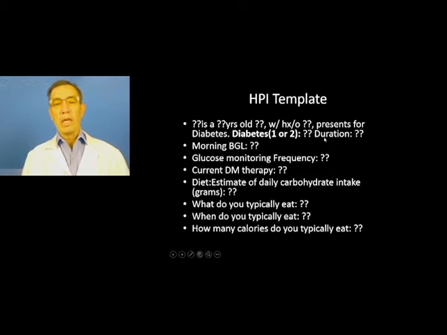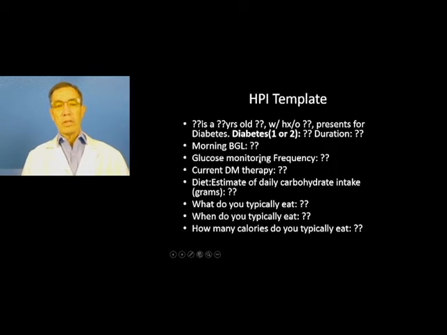Remember, type 1 is where they don't make insulin. Type 2 is where they make too much insulin. By far the most common diabetic is type 2 diabetic. How long have they had the diabetes? What is their blood glucose level in the morning?